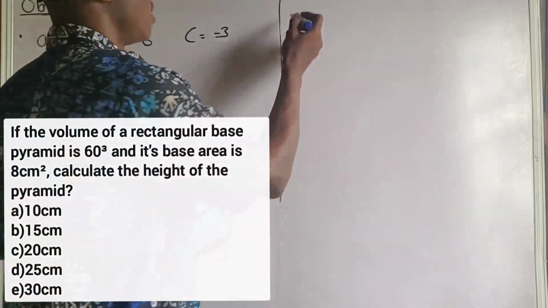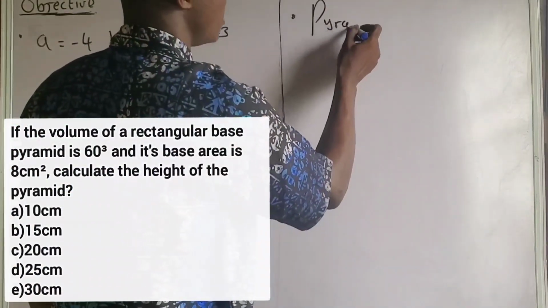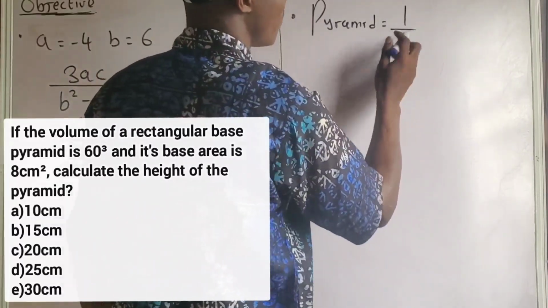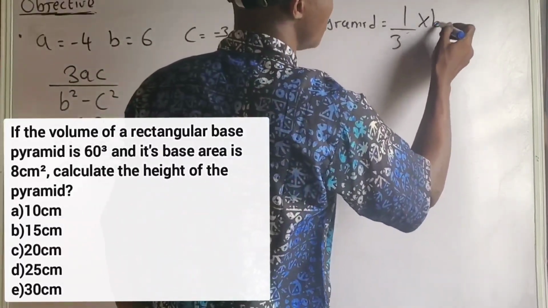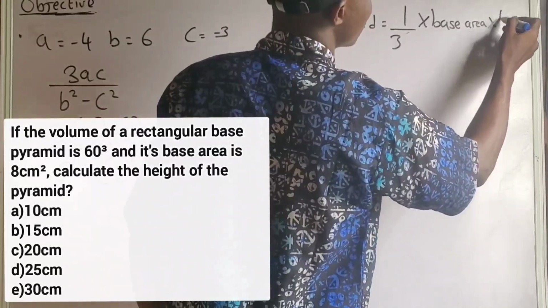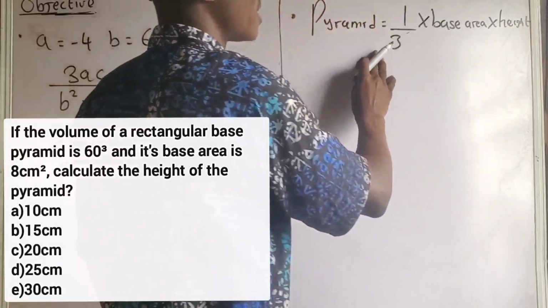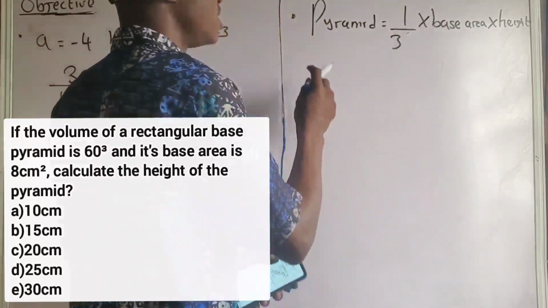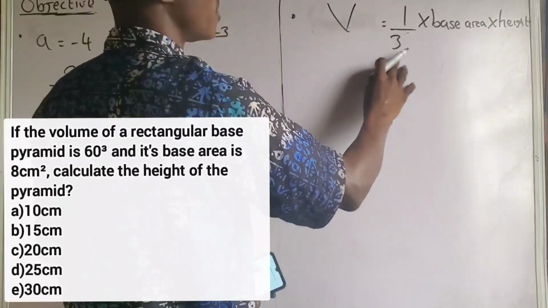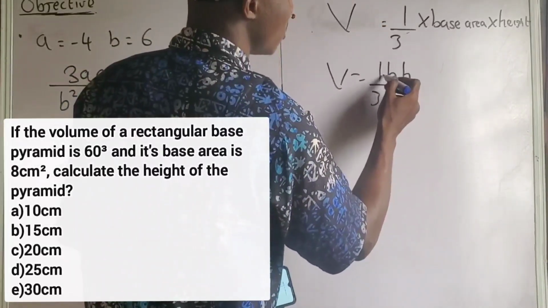Okay, don't forget that the formula of a pyramid is equal to 1 over 3 multiplied by the base area times height. This is the formula for a pyramid: 1 over 3 times base area times height. Now, the volume of a pyramid is this. The volume of a pyramid, V equals 1 over 3 BH.